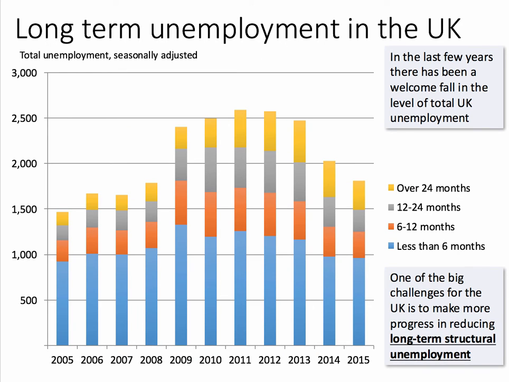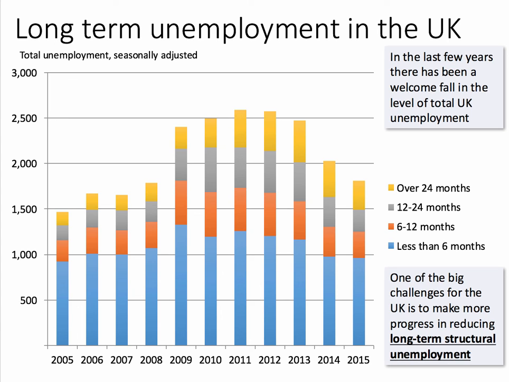And another aspect of occupational immobility is the relatively high level of long-term unemployment. Although the total level of unemployment has shown a welcome fall in recent years, the number of people who've been out of work for at least 6 months, at least a year, and if you look at the yellow area of this chart, at least 2 years, remains pretty high. Around 35 to 40% of UK unemployment is long term. In other words, people who've been out of work for at least a year.